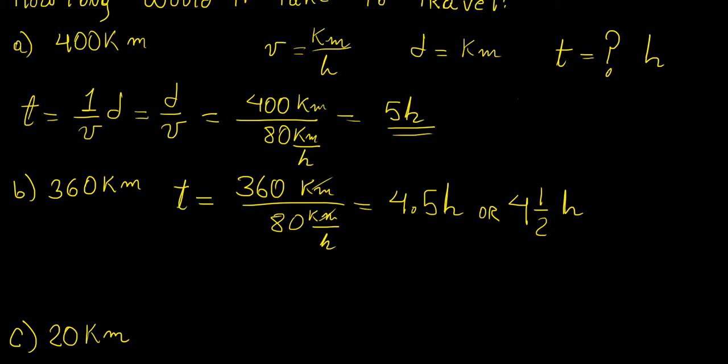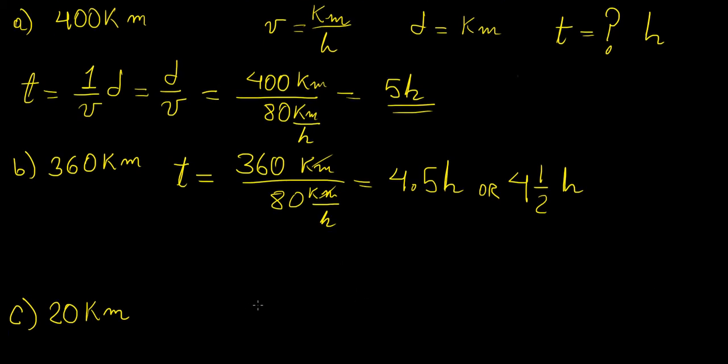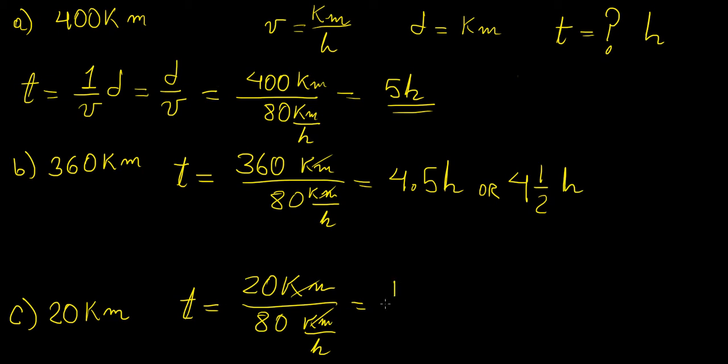And then for the final one, we want to find out how long it would take to travel a distance of 20 kilometers. So the time would be 20 kilometers divided by speed. Kilometers cancel out, hours comes to the top, and we have 20 divided by 80, which is going to simplify to 1/4. So 1/4 of an hour, or simply 0.25 hours. And that's basically how you would deal with this problem.